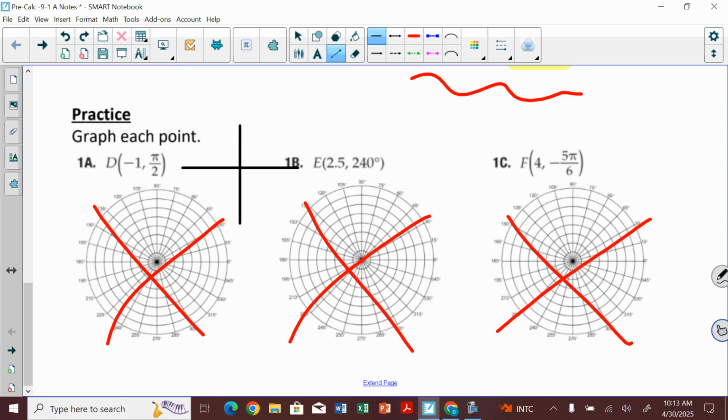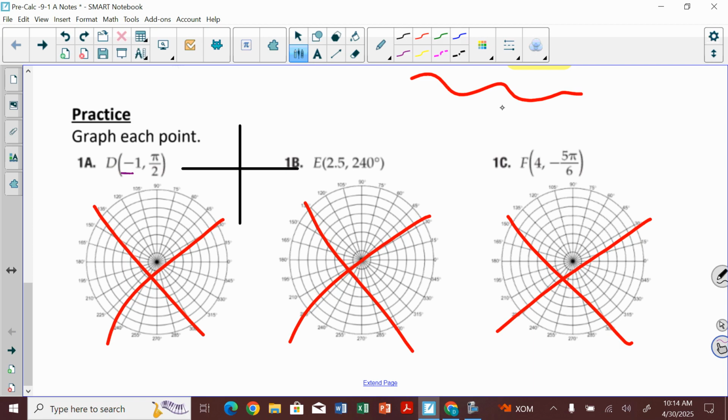So if I look at this first one here, we've got -1 and pi over 2. Okay, -1 and pi over 2. All right, so in this case, remember, it's a negative r value. Just pointing out that I've got a negative r value here.